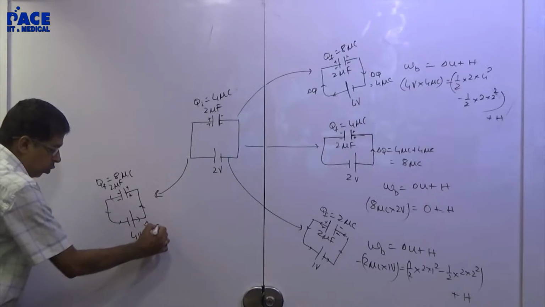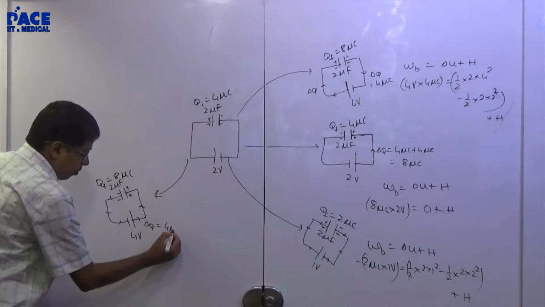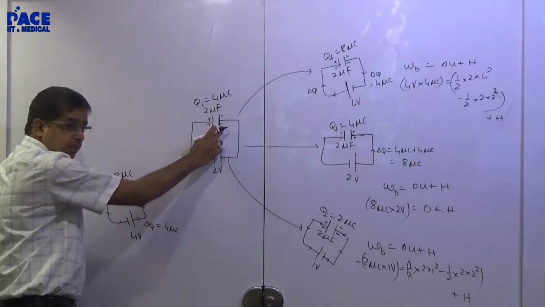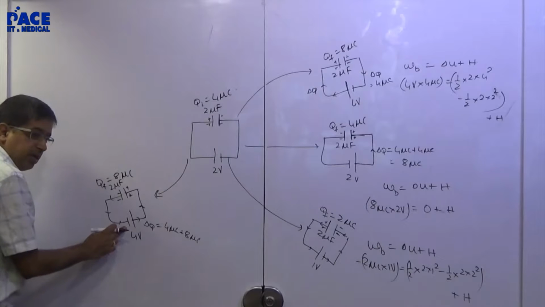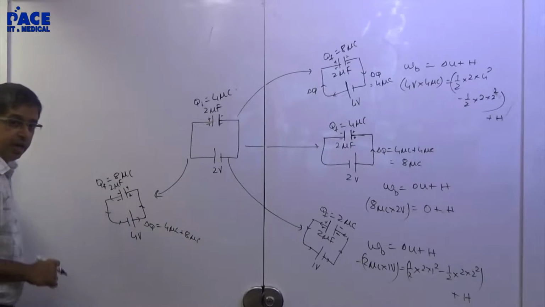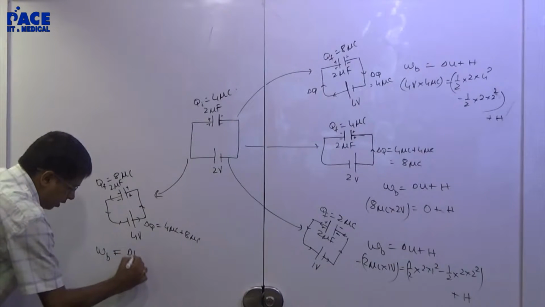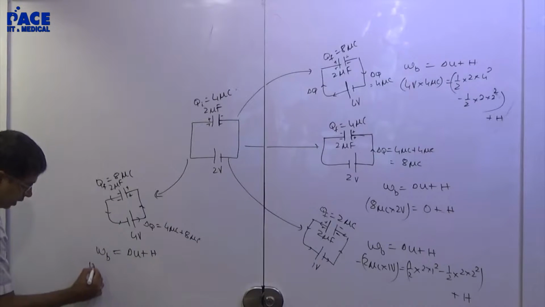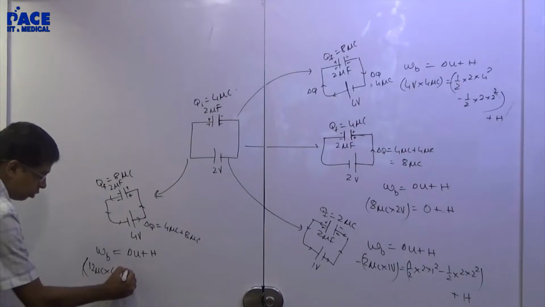So delta Q, first of all the polarities here should be reversed. 4 microcoulombs of positive charge should go and nullify this negative charge. Then another 8 microcoulombs must be pushed by the battery to charge this capacitor completely. So now you write work done by the battery is equal to delta U plus heat loss. Work done by the battery will be 12 microcoulombs into 4 volts.